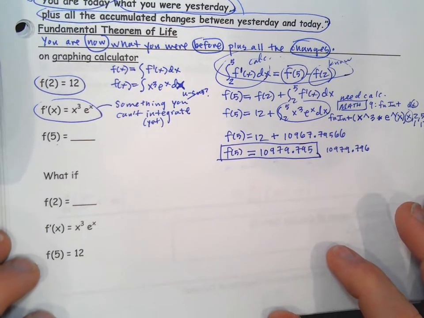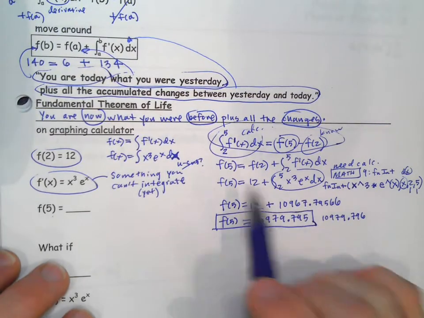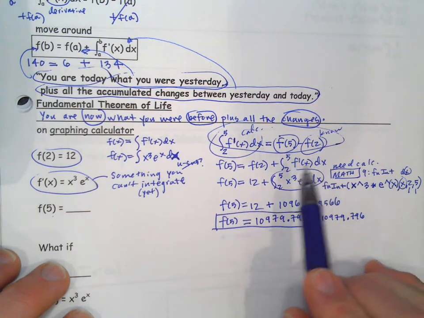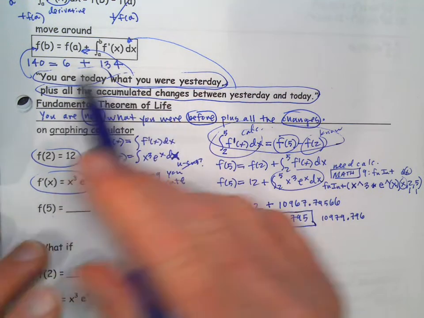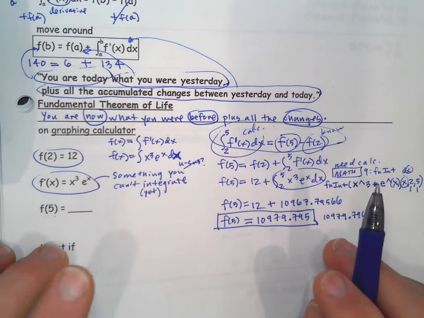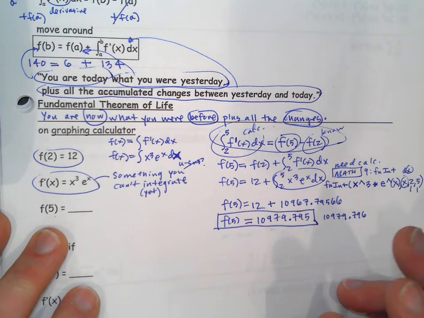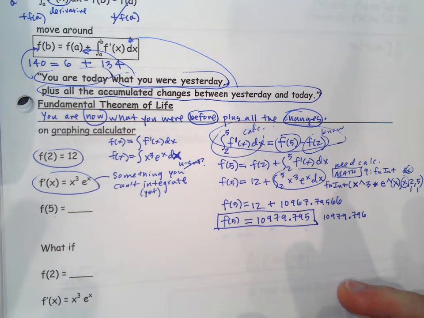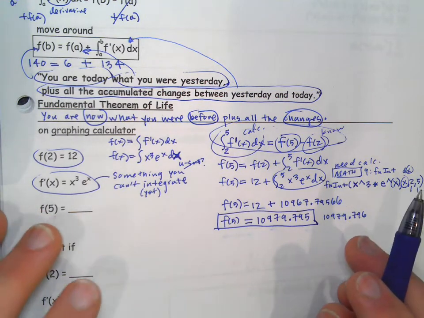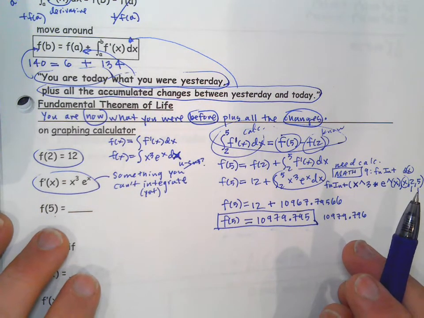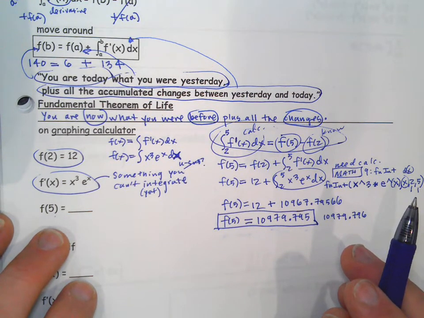Now, this idea, you can say the function at 5 is the function at 2 plus all the changes in the function from 2 to 5. It's kind of like the fundamental theorem of life thing. By the way, don't ever write fundamental theorem of life, because that's just an interesting way of connecting it to life that Mr. Statham used to talk about. So don't write it on your AP test because they won't know what you're talking about. It's fundamental theorem of calculus.